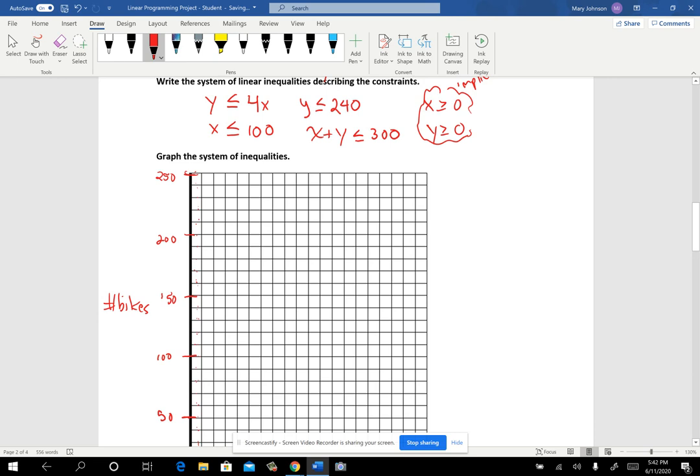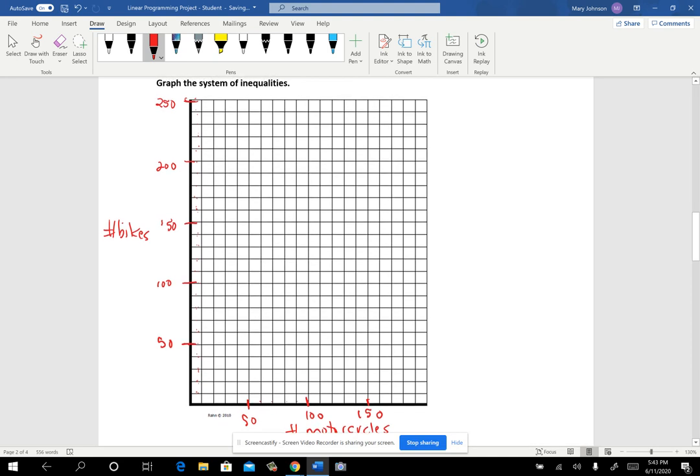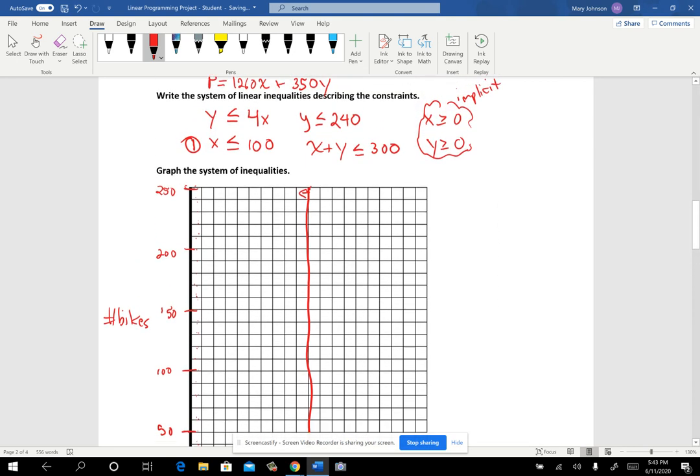So let's look at this now. I'm going to do these 3 first. So X less than or equal to 100. Okay. X equals 100 would be a vertical line right here. All right, so less than or equal to 100 means I have to be to the left of that. I don't want to actually shade. I just want to remember that. Okay. All right, and then that's the first one.